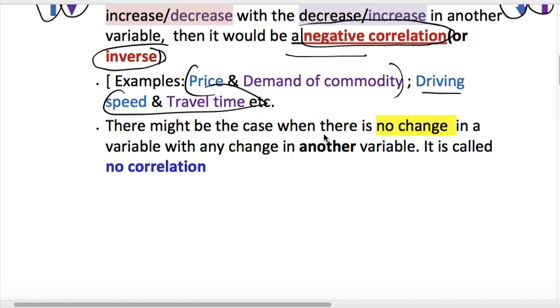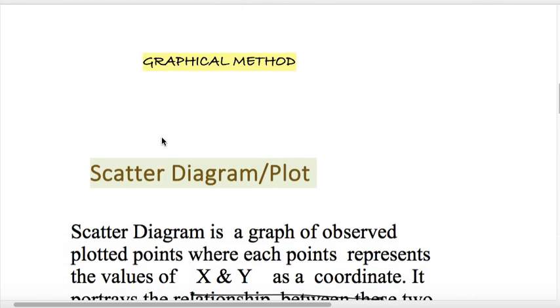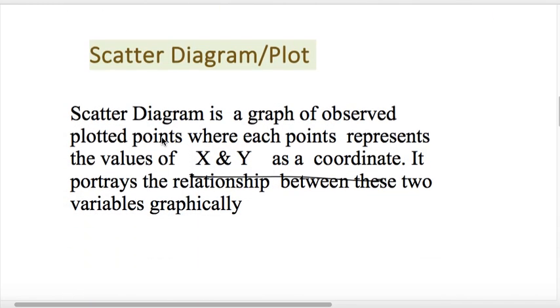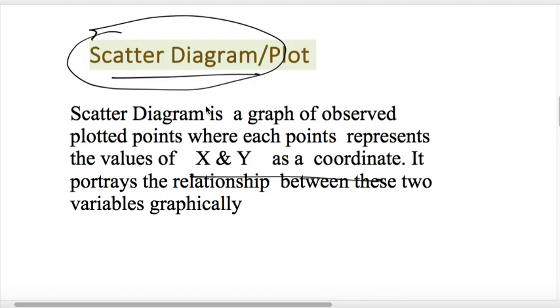And when there is no change, when we don't observe one changing with the other, we say that there is no correlation. And it can be done with a different technique. One of them is a graphical one, scatter plot or scatter diagram.